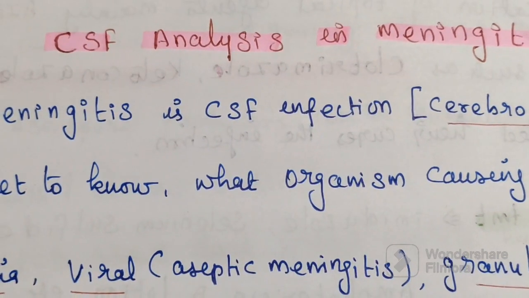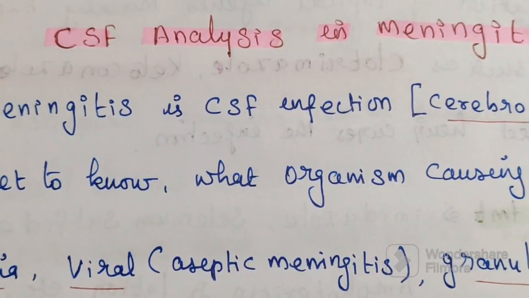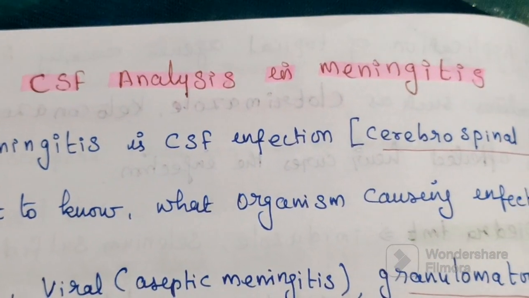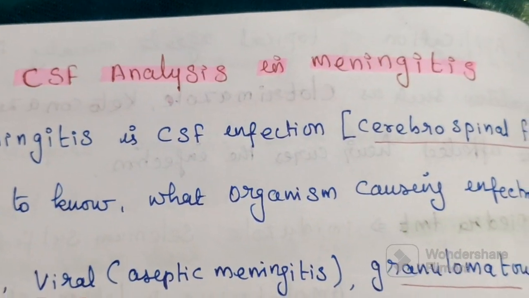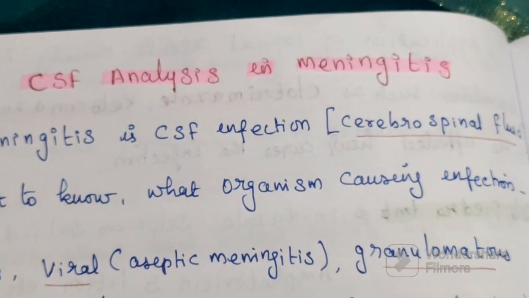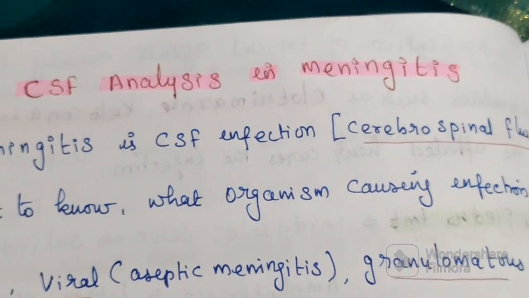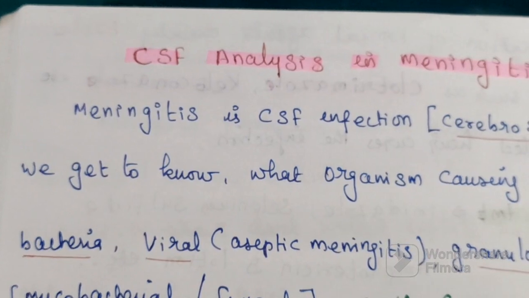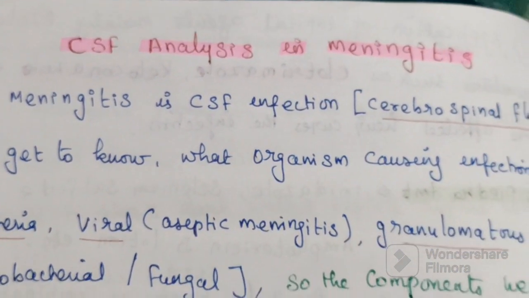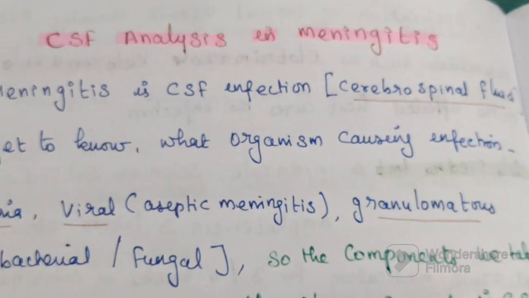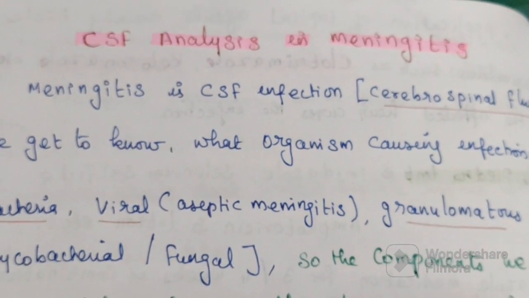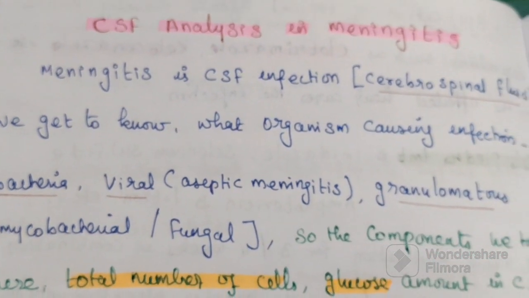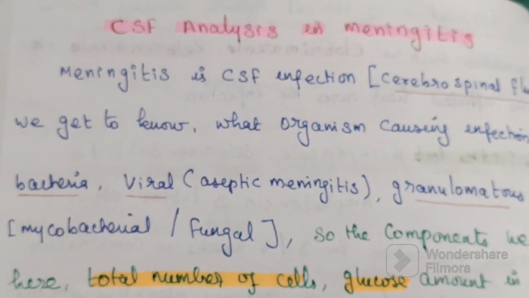This video will discuss how to analyze CSF findings in meningitis. Meningitis is a CSF infection. By examining the cerebrospinal fluid, we can get to know what organism is causing the infection so that the doctor can treat that patient. So we decide whether it is bacterial or viral meningitis.